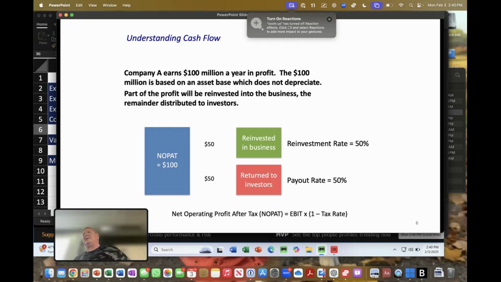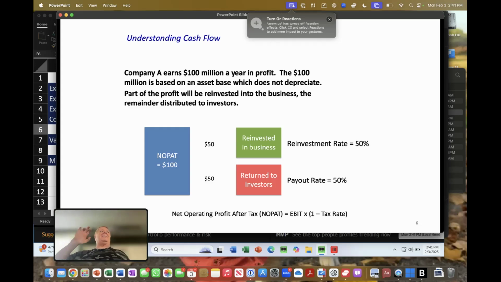There are 2 things you can do with that profit. As a company, you can either reinvest it or you can pay it out. The percentage of the profits reinvested is called the reinvestment rate. The percentage of the profits paid out is called the payout rate. Okay. These 2 ratios have to add up to 100%. Okay. In this case, 50-50. This company which makes $100 million is reinvesting 50 and they're paying out 50.